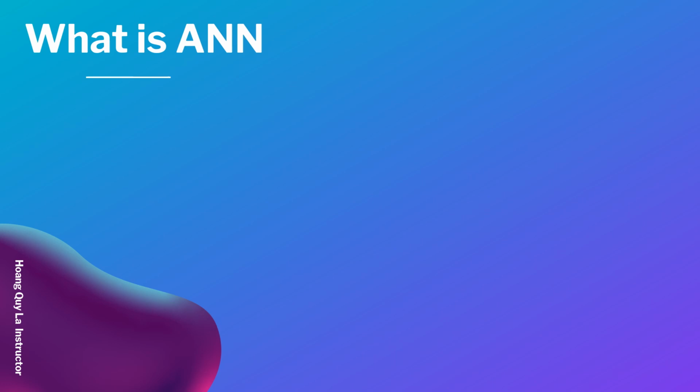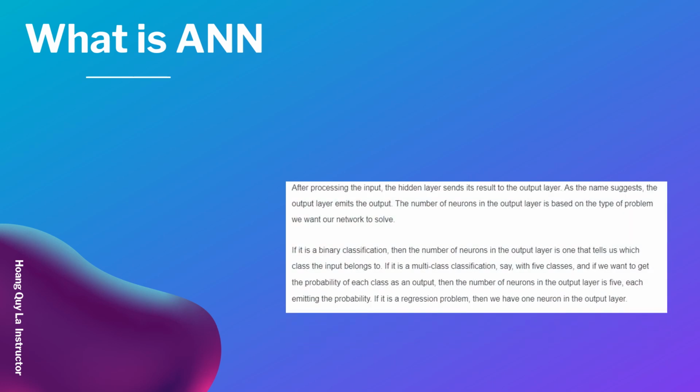And now the last layer is the output layer, so let's talk about that. After processing the input layer, the hidden layer sends its results to the output layer. As the name suggests, the output layer emits the output. The number of neurons in the output layer is based on the type of problem we want our network to solve. If it is binary classification, then the number of neurons in the output layer is the one that tells us which class the input belongs to.